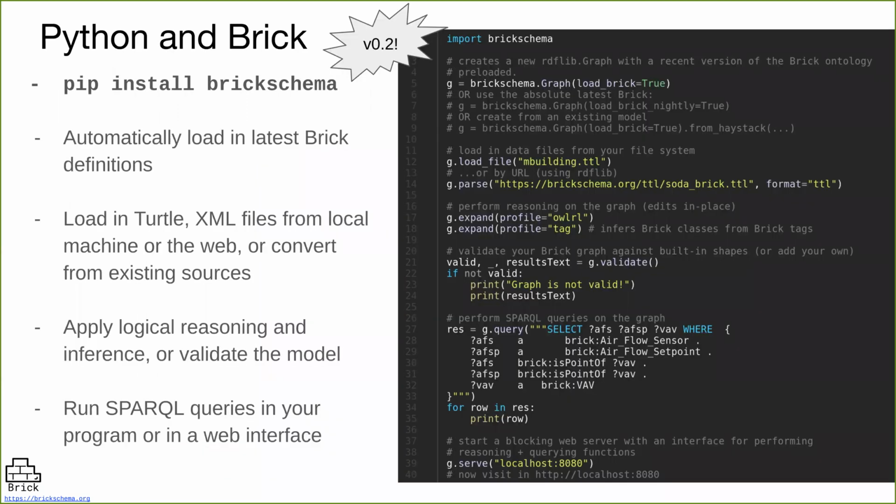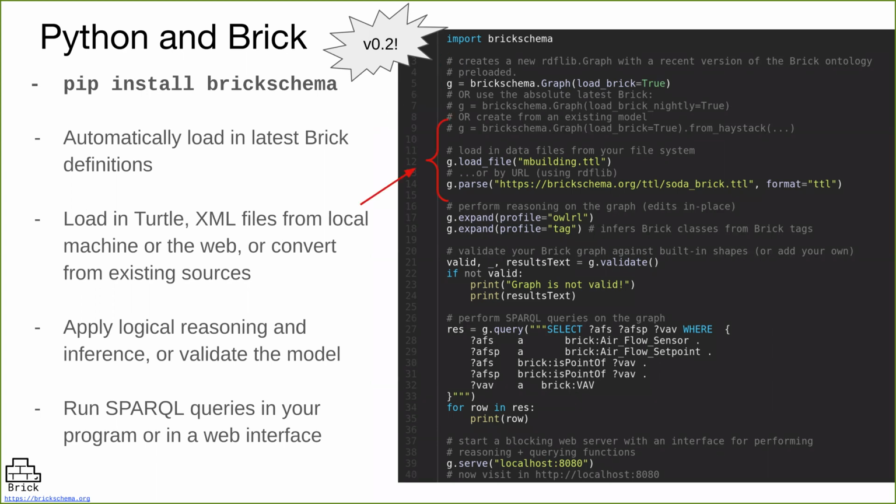I also want to touch on the Python library that we've been putting together. We've been using this to develop the Brick schema and develop some software, and it's been pretty useful for us. So you can, in version 0.2, so if you have already installed this, you'll need to upgrade. But after you do your pip install brickschema, you can automatically load in the latest Brick definitions. So this will either load it from the package or pull it down from the website. So you have the latest up-to-date version of all the Brick definitions.